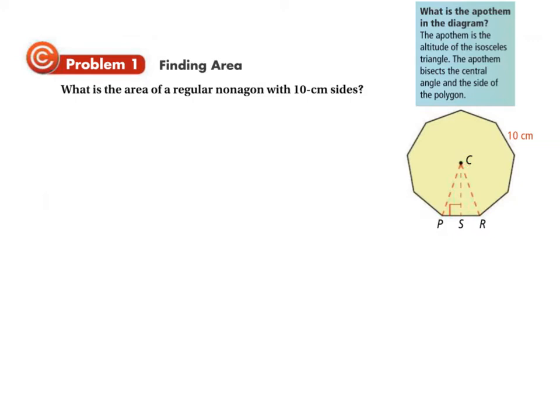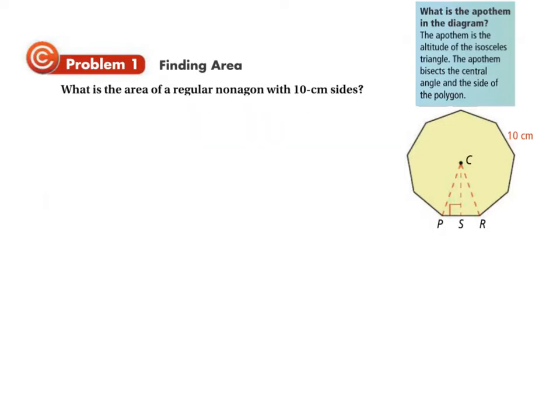And the apothem bisects the central angle. This is the central angle right here, and we can find that by saying there are 9 equal angles there. So we can find that angle, and then this side is 10. It's going to also bisect the side of the polygon, so we will get 5 there. So let's look at what it says for this.